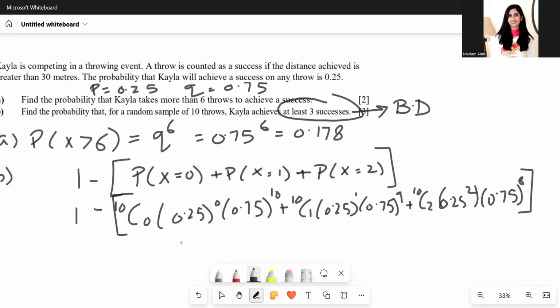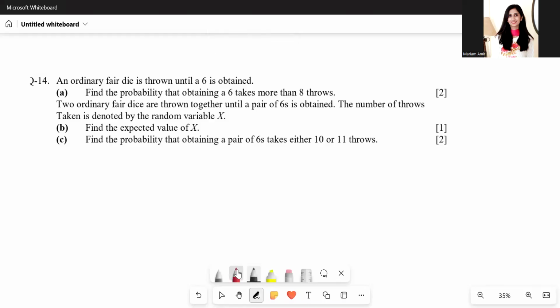Which gives us 0.474. An ordinary fair die is thrown until a 6 is obtained. So probability of success is 1 by 6. That means probability of failure would be 5 by 6. Find the probability that obtaining a 6 takes more than 8 throws.